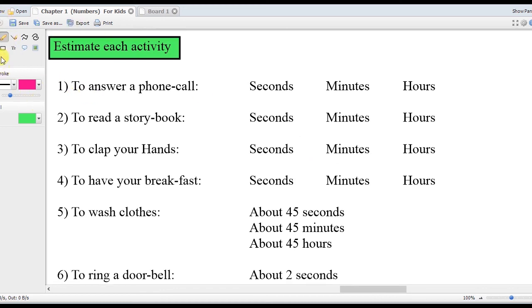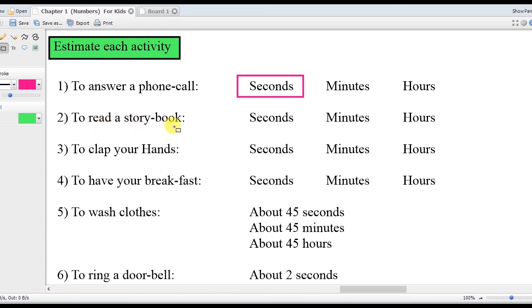Okay, to answer a phone call. So this is quite interesting. How long will it take you to answer a phone call? Not to talk on a phone call, not to start your conversation, but simply to answer a phone call. Tap with your finger and say hello, right? So would it take seconds, minutes, or hours? What would be your guess? Yes, of course, it is seconds.